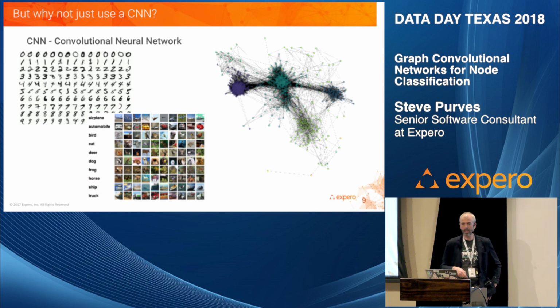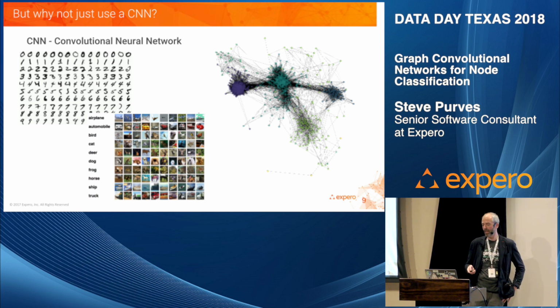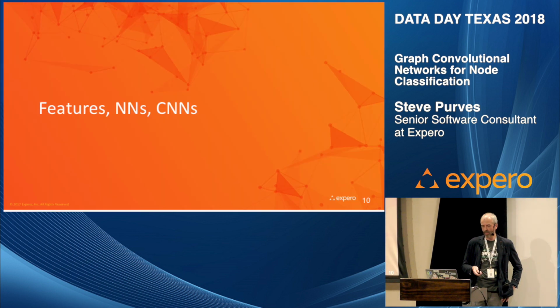So, but why not just use a CNN? And again, there's a whole spectrum of research out there. People have been trying everything with graph data, including shunting it into CNNs. And I want to talk a little bit about why that's a bad idea. But at the same time, CNNs have some great properties that we want to be able to leverage in GCNs. And it's worth exploring those a little bit.